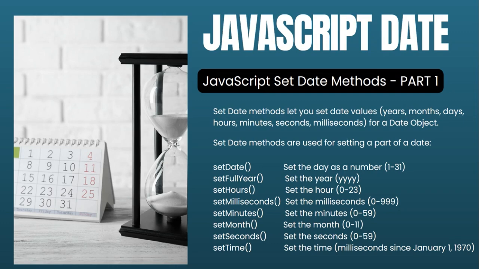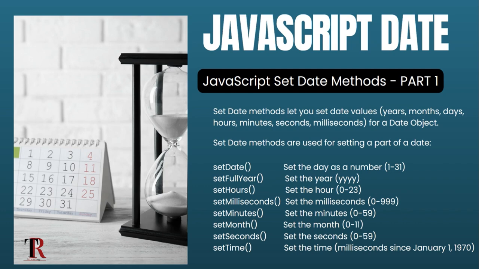Well, welcome to this lesson. We've talked extensively about the JavaScript get date methods, where we examined different methods in JavaScript, such as getDate, getFullYear, getHours, getMilliseconds, getMinutes, getMonth, getSeconds, and getTime. So in this particular lesson, we are going to be talking about the JavaScript setDate method.